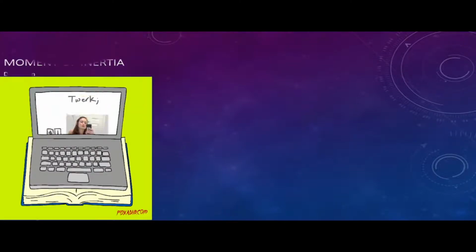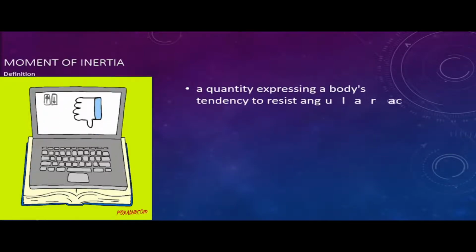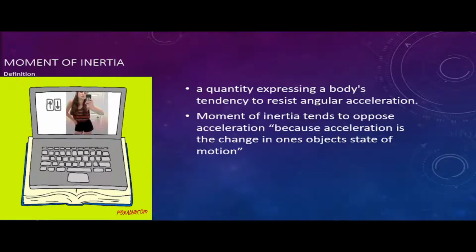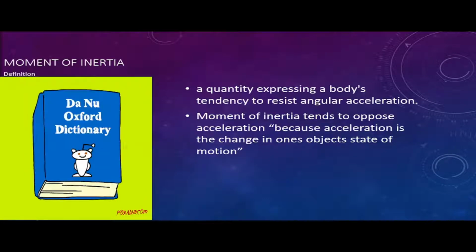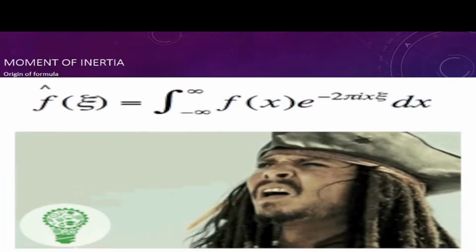Let's try to define inertia from another perspective. Well, we can use another dictionary. Alright, so this is a quantity expressing a body's tendency to resist angular acceleration. And the moment of inertia tends to oppose acceleration because, by definition, acceleration is the change in an object's state of motion. Since it is a certain quantity, it can be measured. Alright, let's find the formula for it.